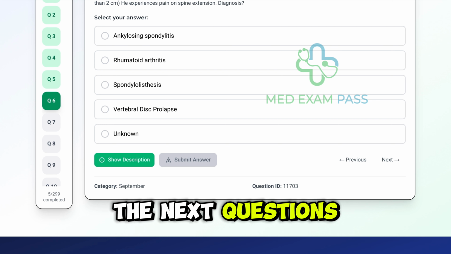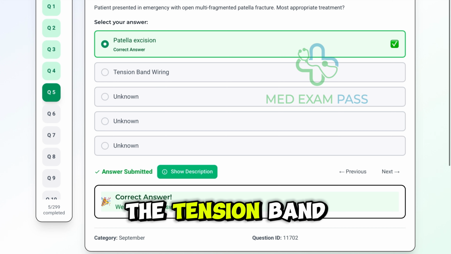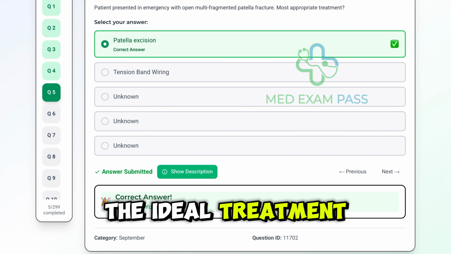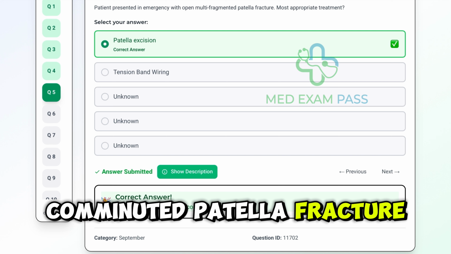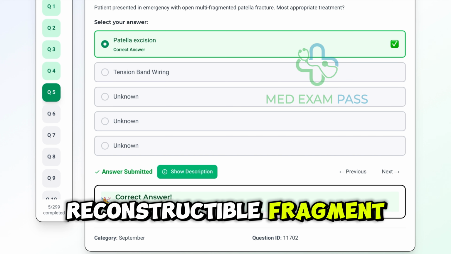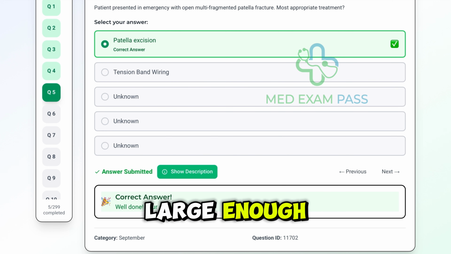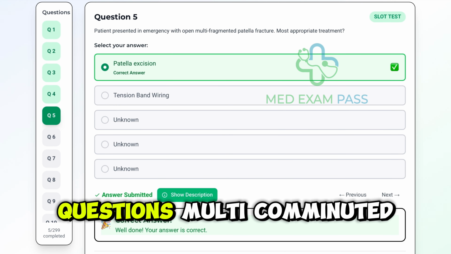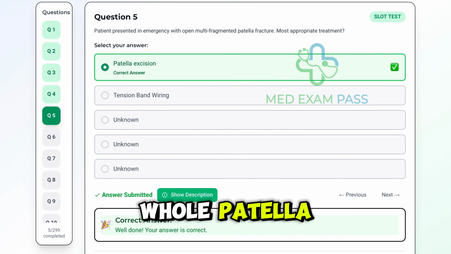Come to the next question now. Let's just go back. Why not the tension band wiring? What is the ideal scenario? This is the ideal treatment for a transverse or minimally comminuted patellar fracture with large and reconstructible fragments. So the fragmented pieces of patella should be large enough, and the fracture should be transverse. If these two criteria are met, we could go with tension band wiring. For this question, it is multi-comminuted, so do the patellectomy: instead of reconstruction, just excise the whole patella.